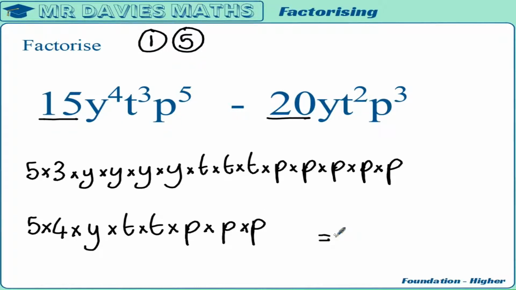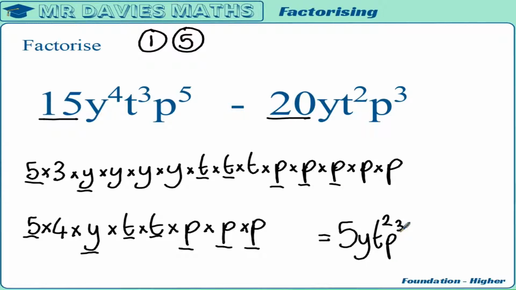So what do they have in common? Well, they've both got a 5. So I've got a 5. They've both got at least one y. So one y. They've actually got 2 t's each. So 2 t's can sit on the outside. Remember, common things sit on the outside. And they've actually got 1, 2, 3 p's. So p cubed. There's lots of things on the outside there. They've both got a common 5, they've both got a common y, they've both got 2 t's, and they've both got 3 common p's. On the inside then, what's left?